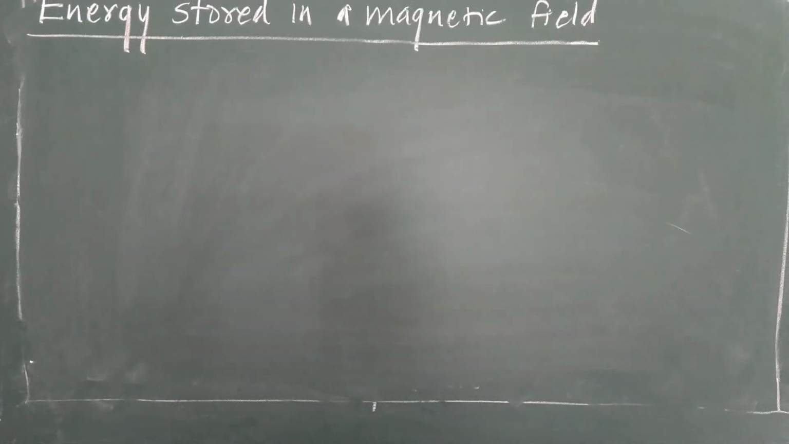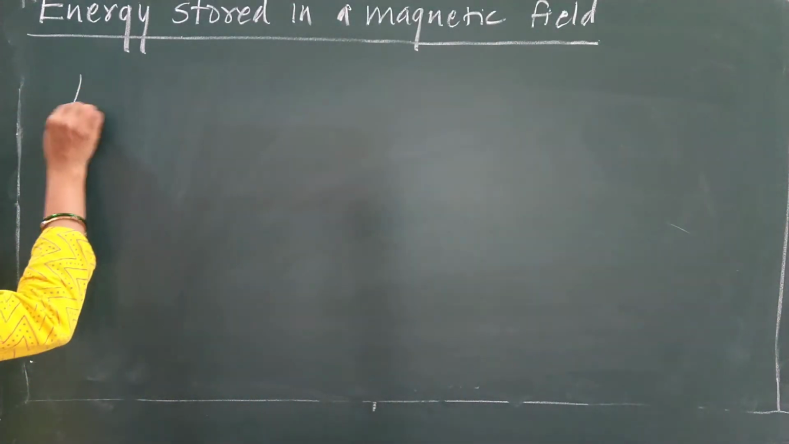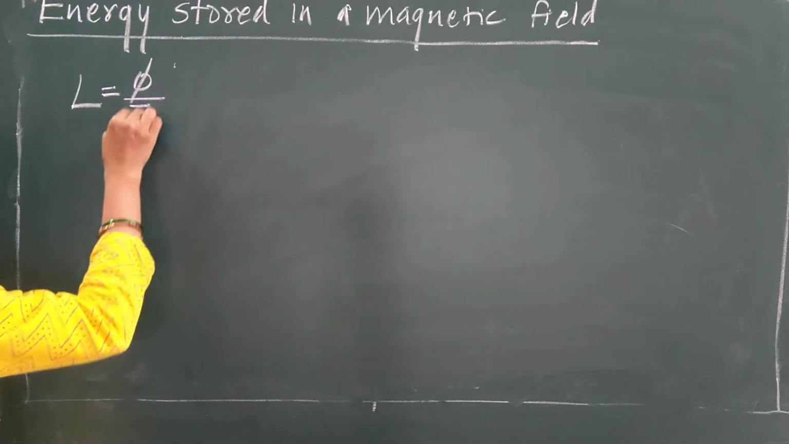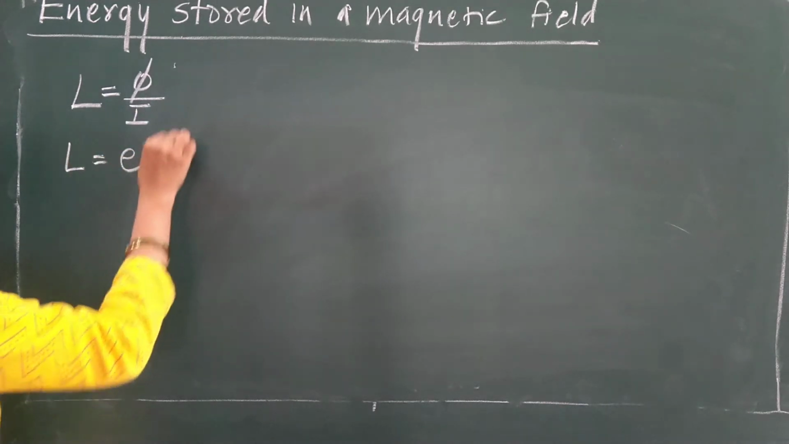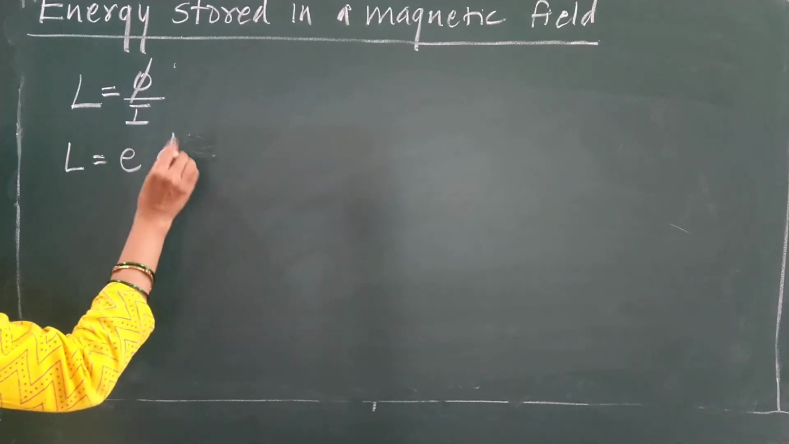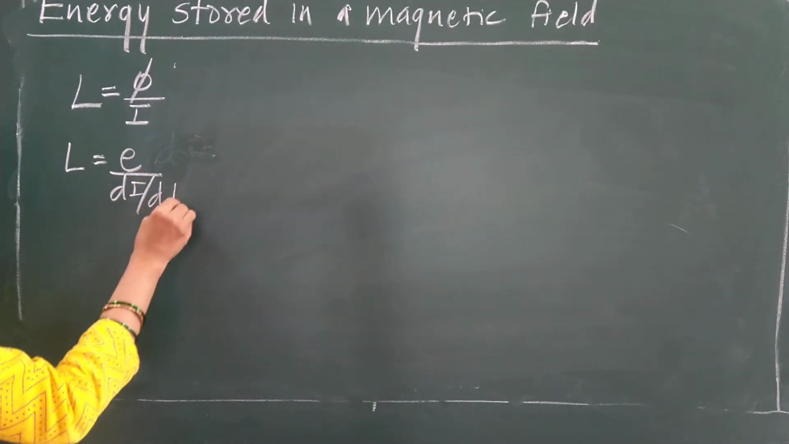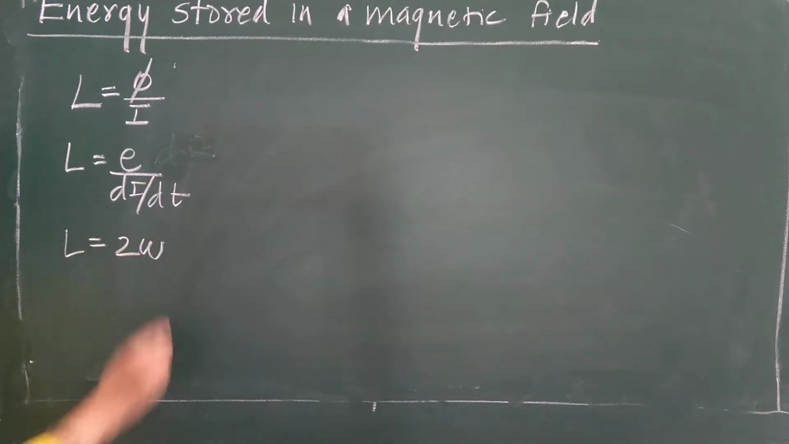Okay students, last time we have seen about inductance. We have seen three different formulas for the inductance. First formula, L is equal to phi upon I. Second formula, L is equal to E divided by di by dt. And the third formula, L is equal to nothing but 2W.